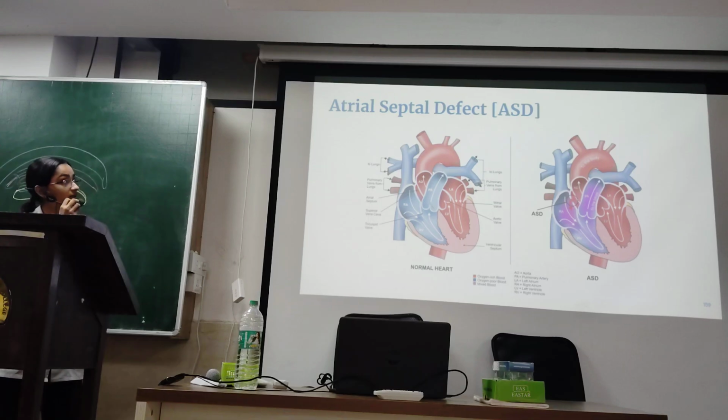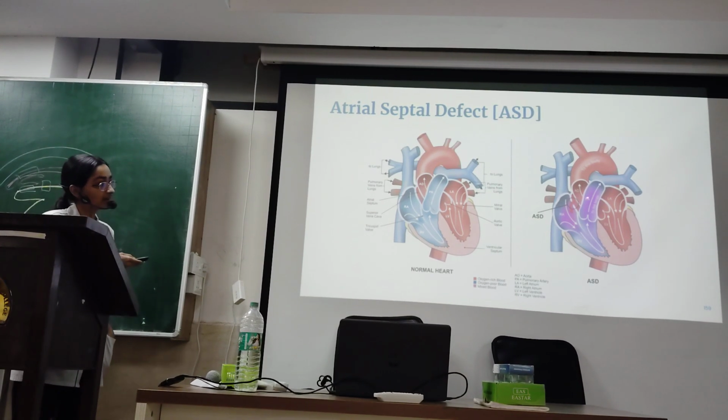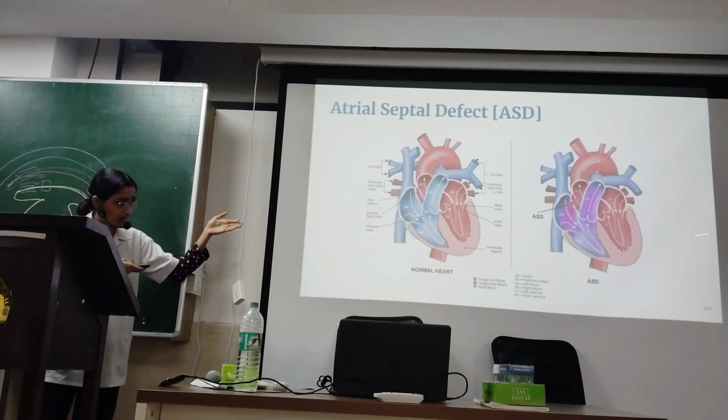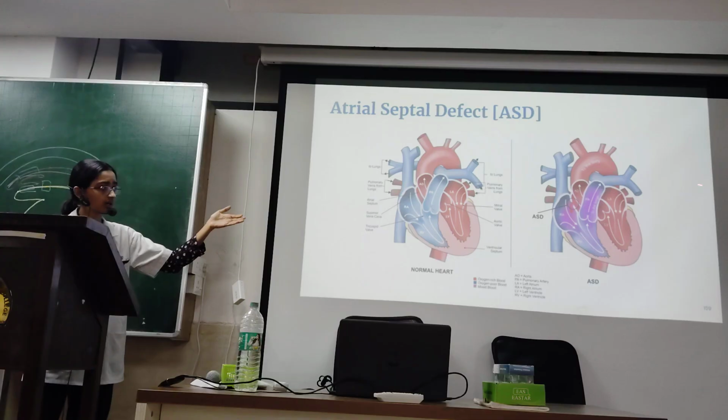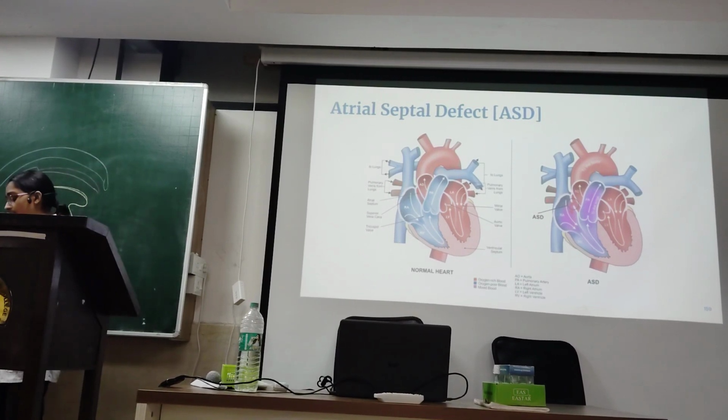Moving on to specific heart defects, you have atrial septal defects, in which, as is clear in the diagram, the defect lies in the interatrial septum, which separates the right atrium from the left atrium. So here the question might be, why does the blood only flow from the left side of the heart to the right side of the heart? There is a hole, right? So bidirectional flow of blood should be possible.